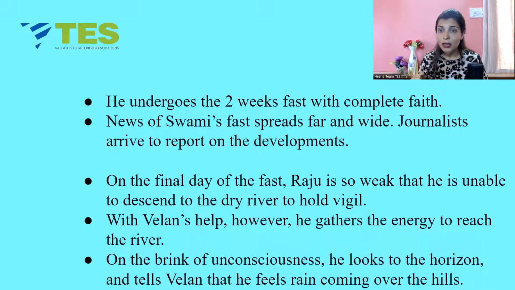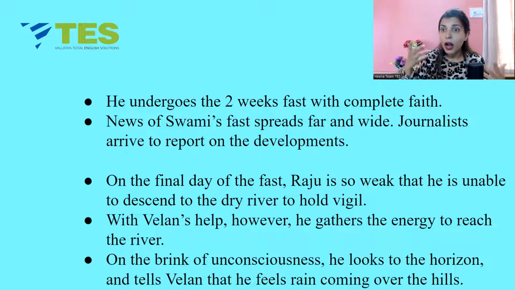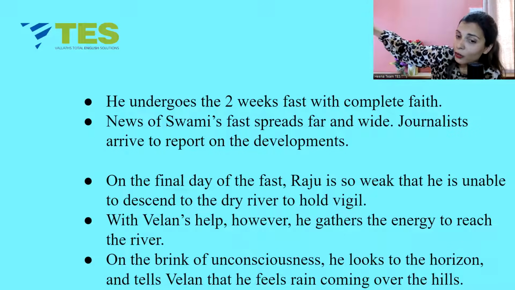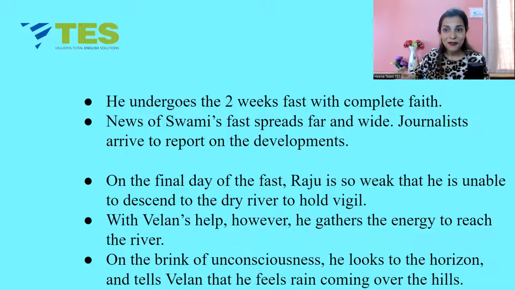On the final day of the fast, Raju is so weak, he's unable to descend to the dry river to hold vigil. Basically, every day he used to walk to the river, which is dry now, to hold the vigil, but he can't do it on the last day of the fast. And somehow, with Velen's help, he gathers the energy to reach the river. He's almost at the brink of unconsciousness. He's going to faint. He's become so weak. And on the brink of unconsciousness, he looks at the horizon and tells Velen that he feels rain is coming over the hills. Is the rain coming? Will the rain come?